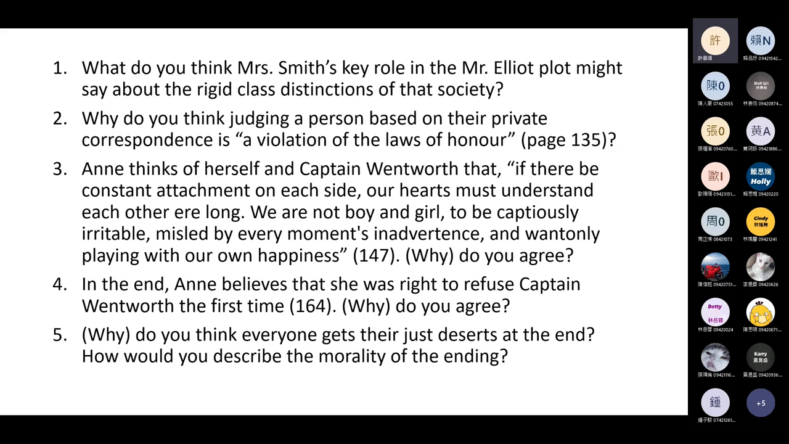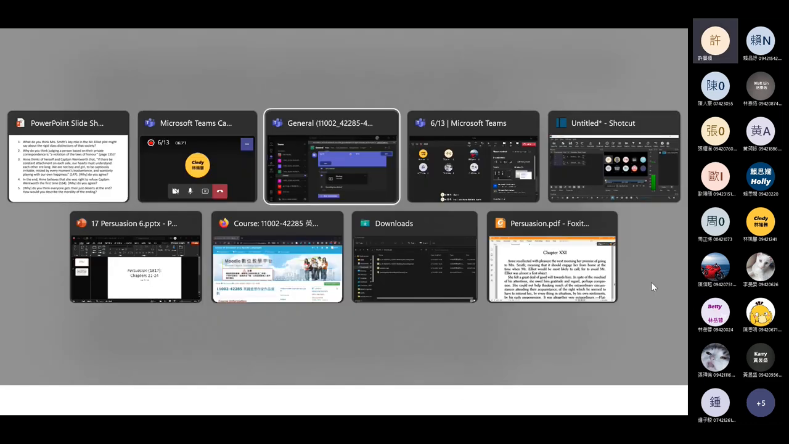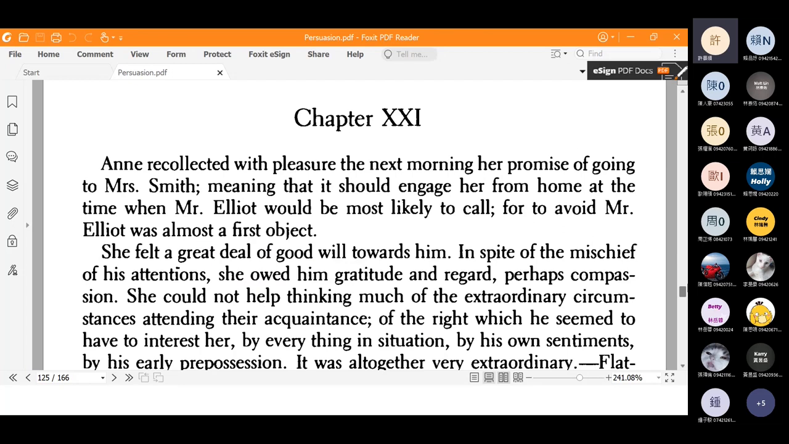Okay, let's look at 1. Mrs. Smith's role in the Mr. Elliot plot. What does it say about class distinctions?